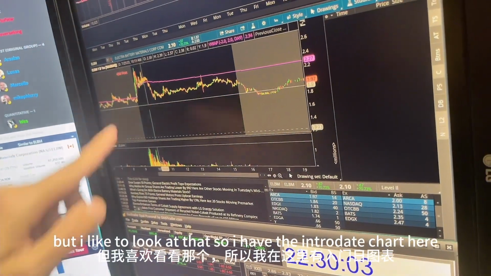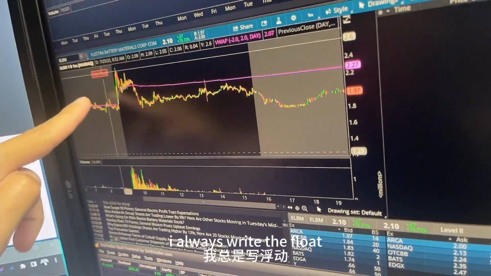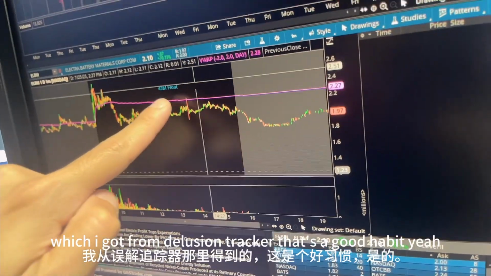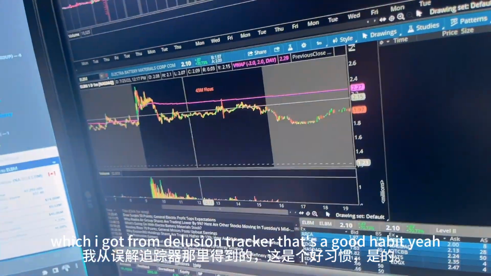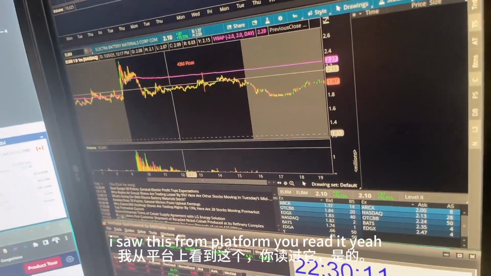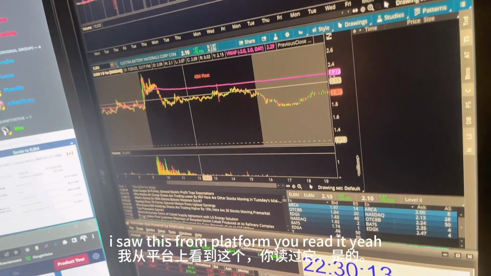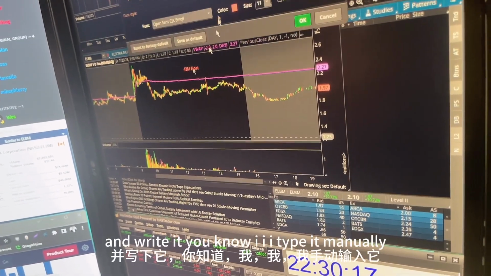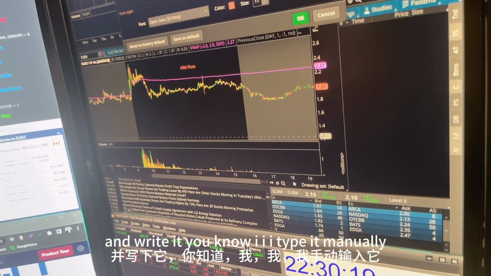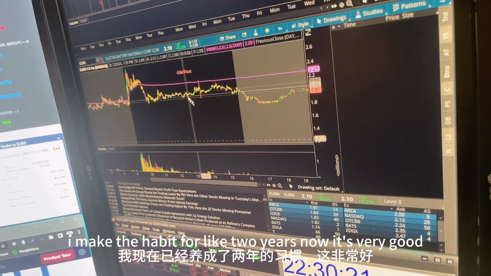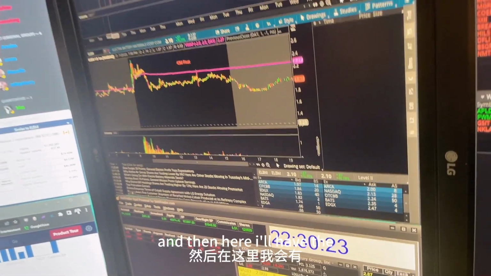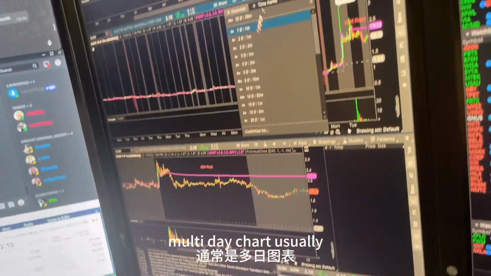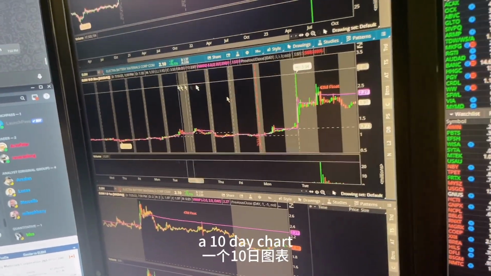So I have the intraday chart here. I always write the float, which I got from Dilution Tracker. That's a good habit. I make it a habit to write it, I type it manually. I've made that habit for like 2 years now. And then here I'll have the multi-day chart, usually a 10-day chart.